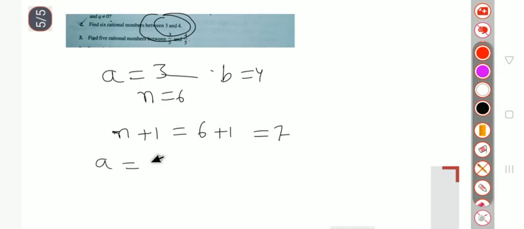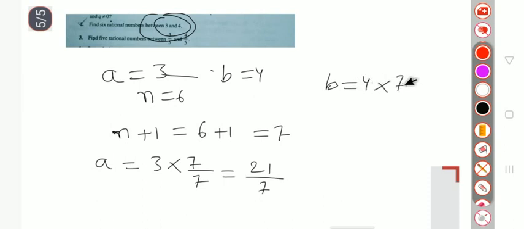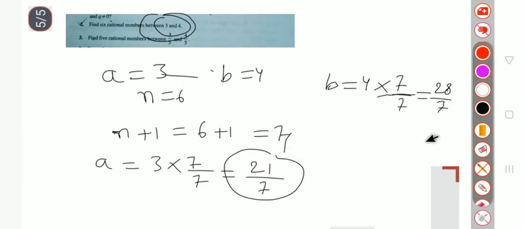So A is our 3. So multiply and divide 3 by 7. 3 times 7 is 21 and this is 7. So A will be 21 by 7. Similarly, B is given 4. So multiply and divide by n plus 1, meaning 7. Okay, so it will be 28 upon 7. Now A is 21 by 7 and B is also 28 by 7.